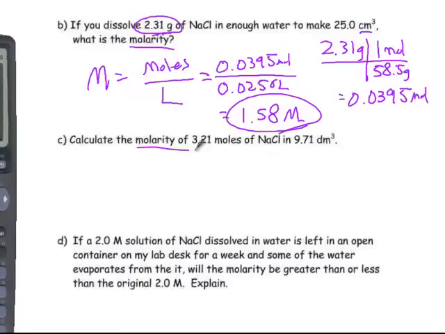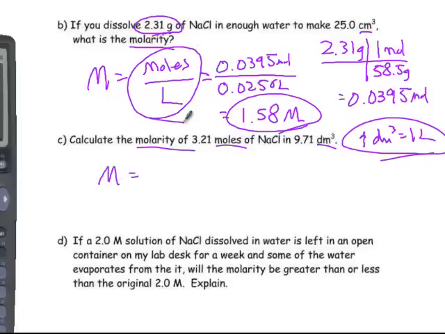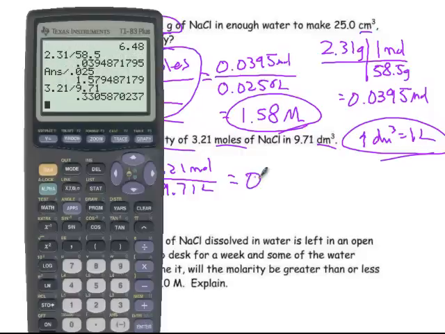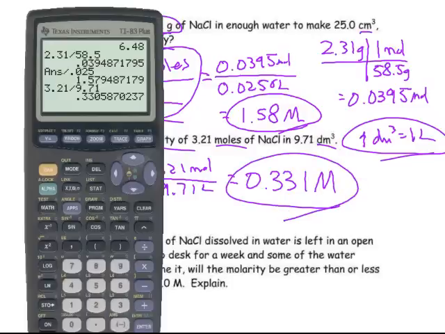All right, next one. Again, molarity. This time I have moles. I have decimeters cubed. 1 decimeter cubed equals 1 liter. Centimeters cubed, remember, equals milliliters, like the previous question. Decimeters cubed equals a liter. So molarity equals, just like before, moles divided by liters. So 3.21 moles divided by 9.71 liters. So that's about as easy as it gets. I had moles and I already had liters, so I didn't have to do any converting. And I got 0.331, capital M, molar solution.